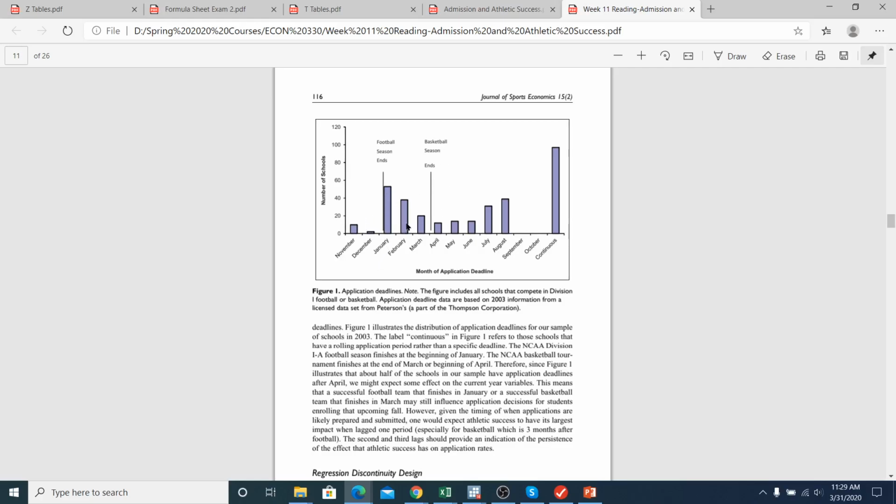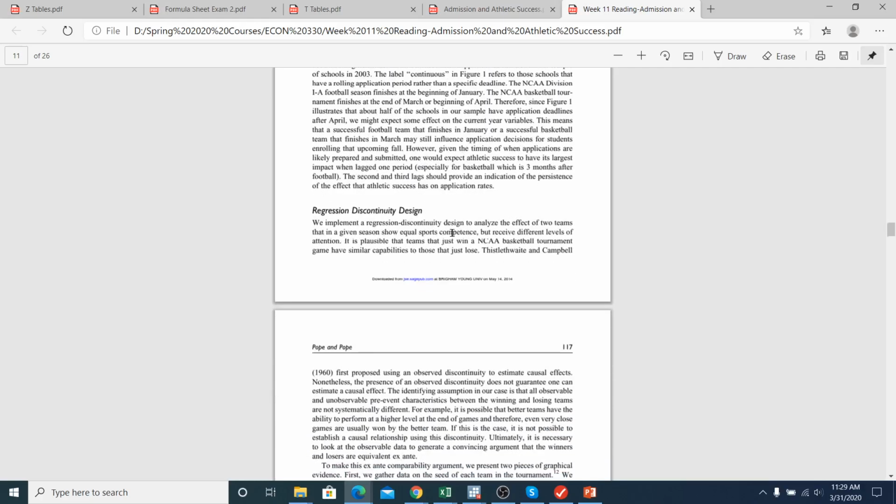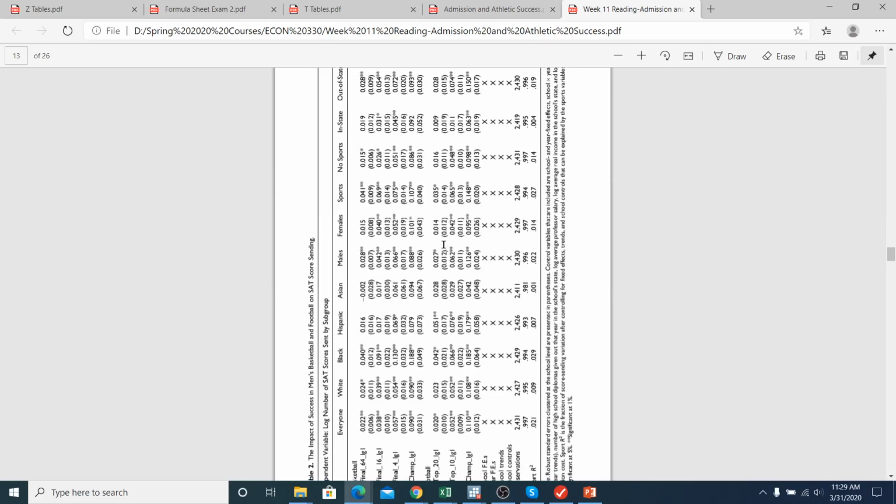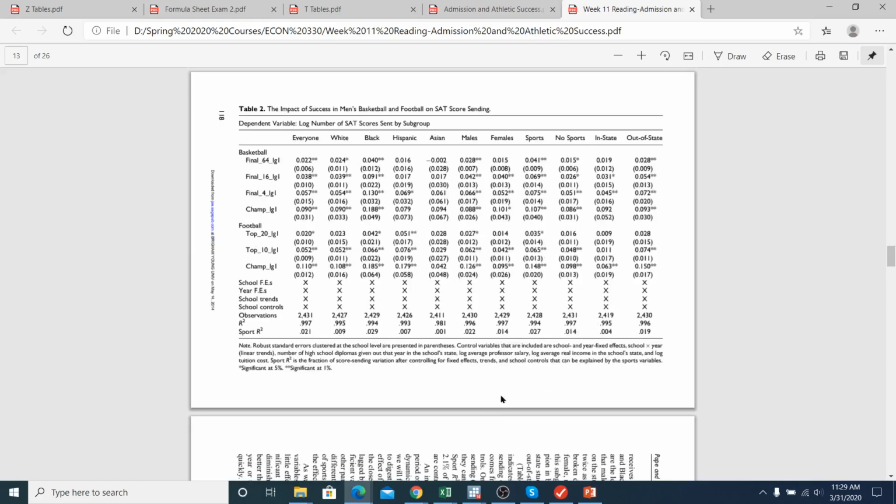Right, these deadlines right here are before the actual basketball season is complete, and we could see all the success that the team had. Okay? So, let's rotate this clockwise. So here was kind of the initial findings, right?